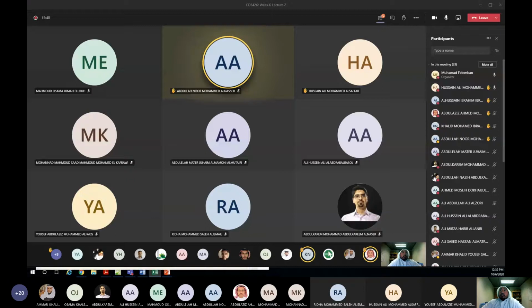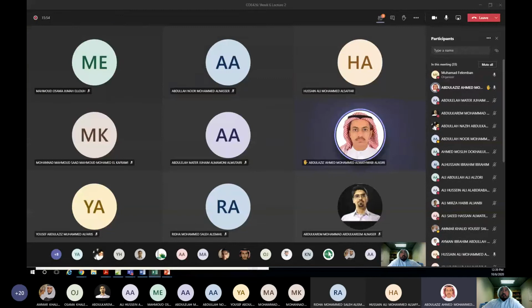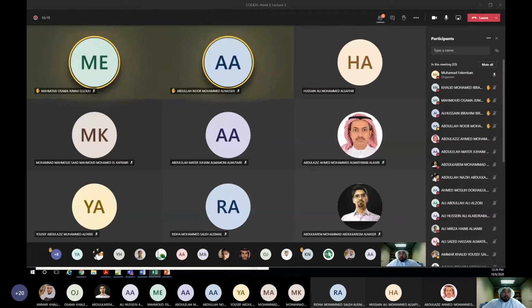Abdulaziz, go ahead. Not being able to identify between a set of people or a group. Not being identifiable. How many people? What is the size? At least 2. At least 2? Yeah. Okay, that's good. So, anybody else who would like to add?